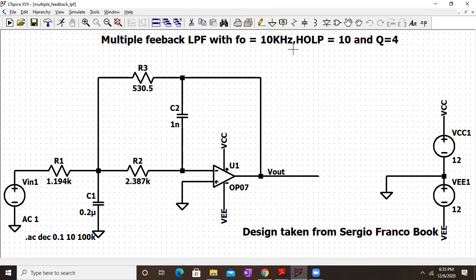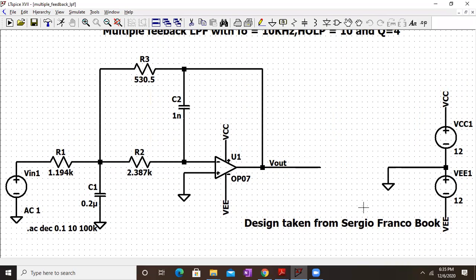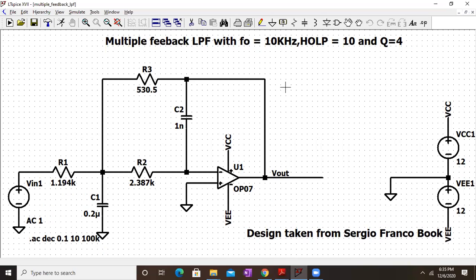HOLP is equal to 10, Q is equal to 4. So these are the values which we are getting over here. The design is taken from the Sergio Franco book, so that's the acknowledgement over there. And here are the values which are directly being calculated. You can also check it there.